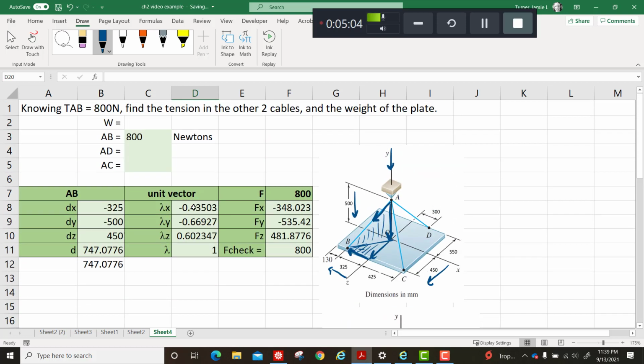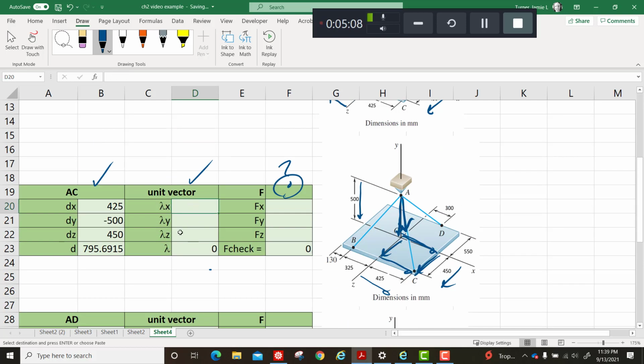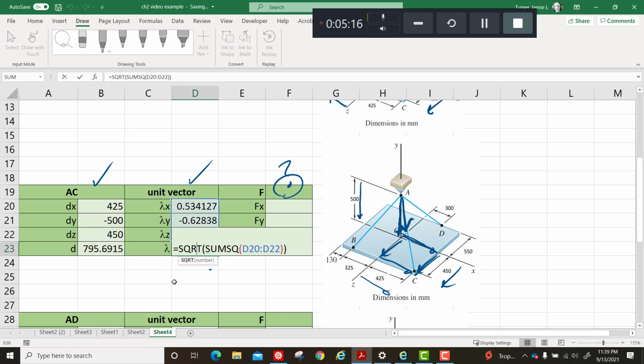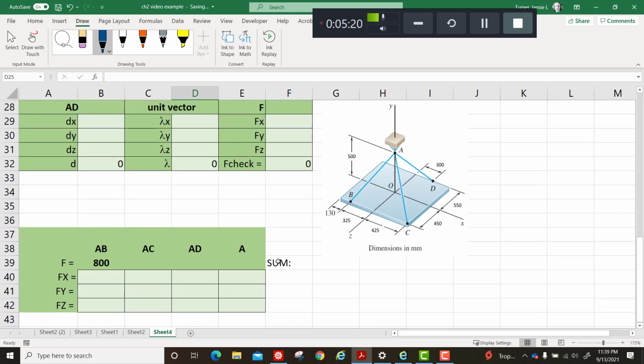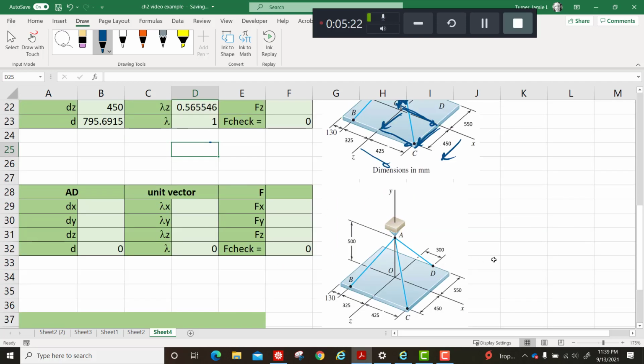And once we have the unit vectors in one of them, I can actually say Control-C, Control-V, and that will give us the fraction in the x, the fraction in the y, the fraction in the z, and sure enough, it adds to 1 again. Last one, we'll do the same thing for cable AD.